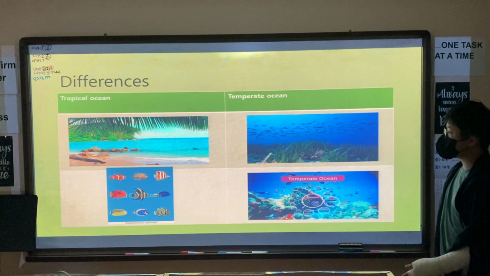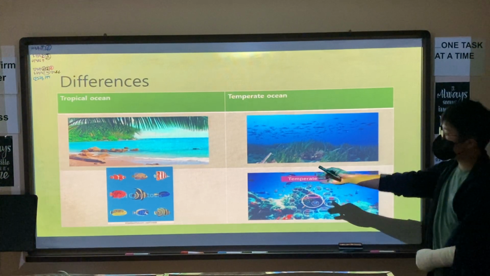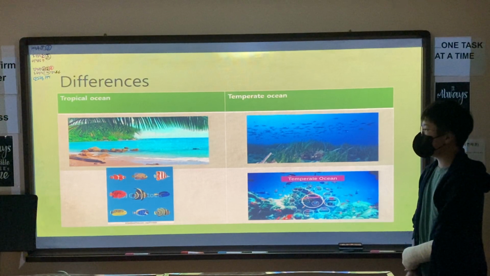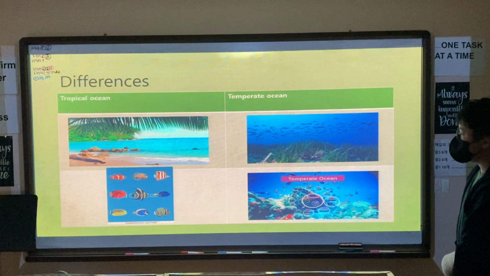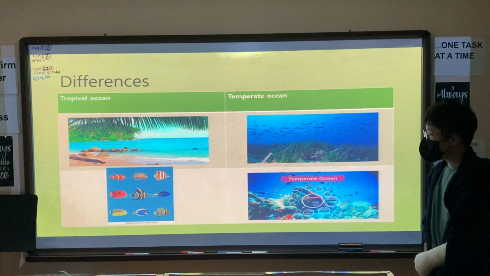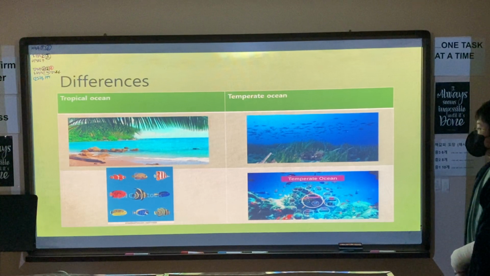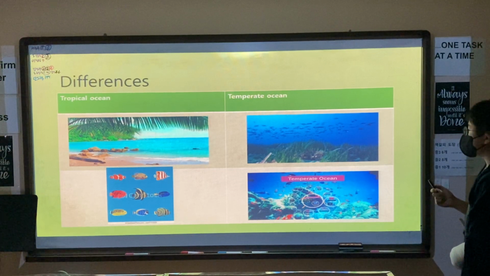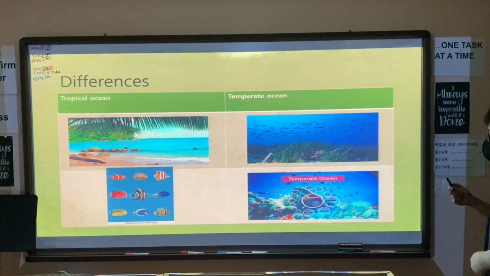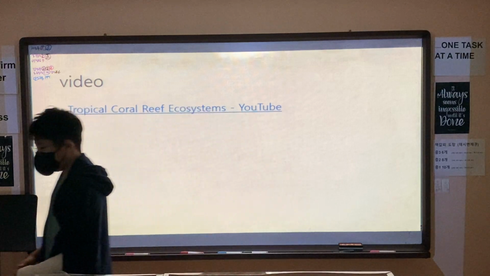There are many pictures about the tropical oceans and temperate oceans, and this picture can explain the tropical ocean. As I said, it has a relatively clear ocean color, and there are many colorful fish, but not comestible. The temperate oceans, however, have a murky blue ocean color, and they have many comestible fish. And I will show you a video.